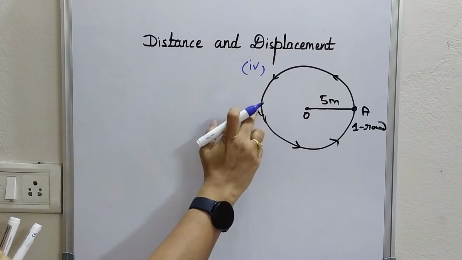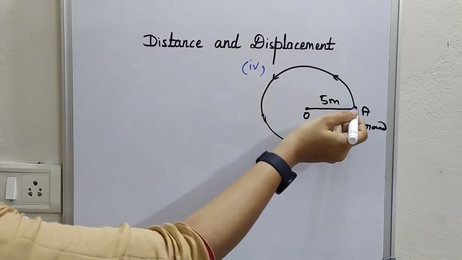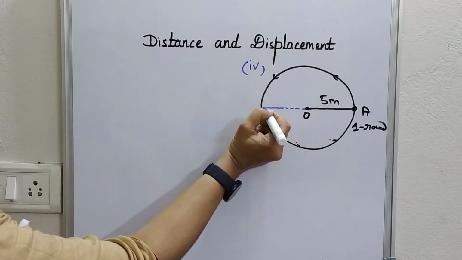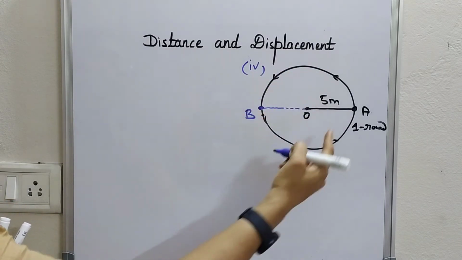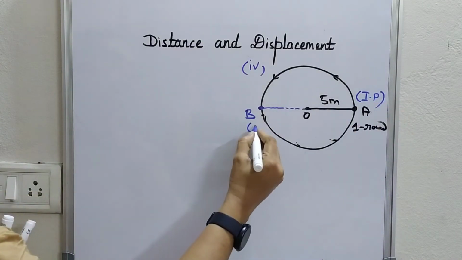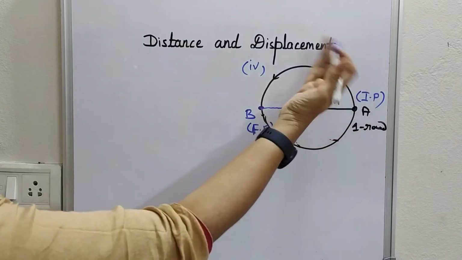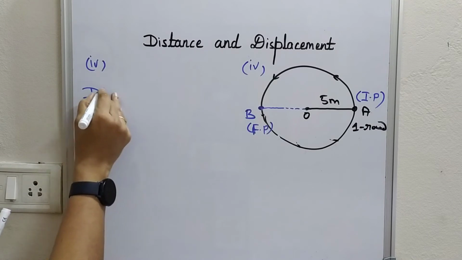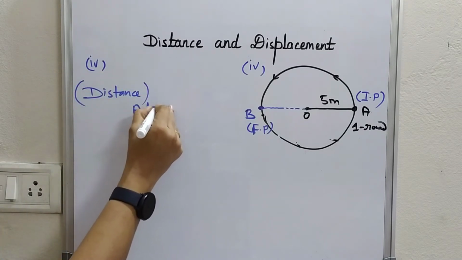Say the body is traveling in a circular path and travels all the way from A and completes half the circle and reaches the point B. A is the initial point and B is the final point or final position. So the body travels only half a circle. So in this case, what is the distance travelled from point A to B?